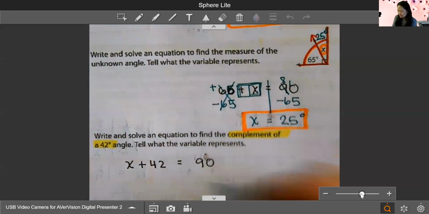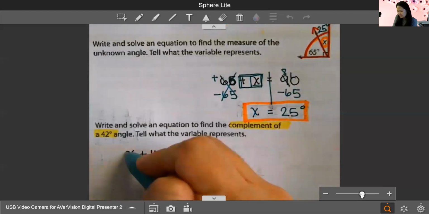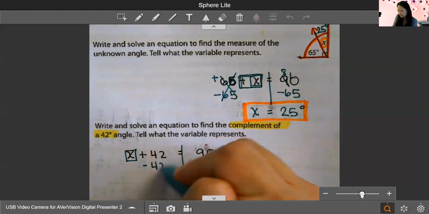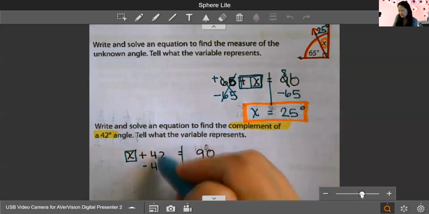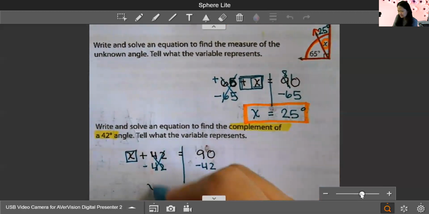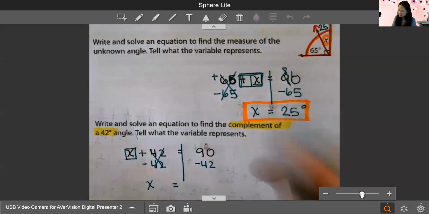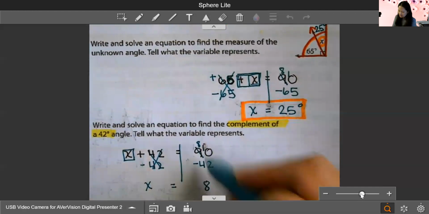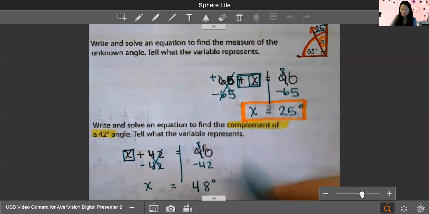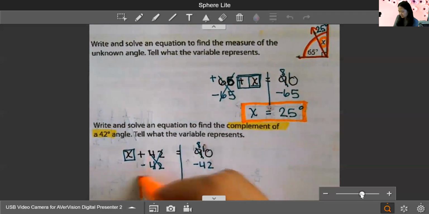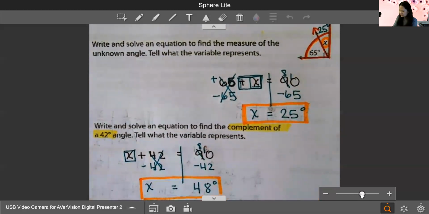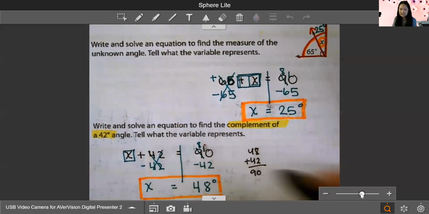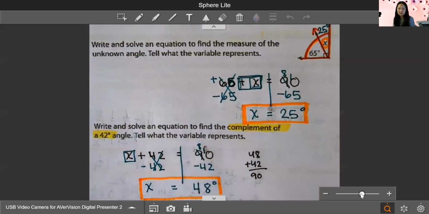Okay, now let's solve it. Draw the line, box the variable. I have plus 42 here, so to get rid of it, I'm going to subtract 42 on both sides. X this out. So my answer is x equals, now I need to do 90 minus 42. So I'm gonna borrow. 10 minus 2 is 8, 8 minus 4 is 4. So my answer is 48 degrees. And you know that if you add 48 plus 42, they're equal to 90. So you know that these are complementary angles.